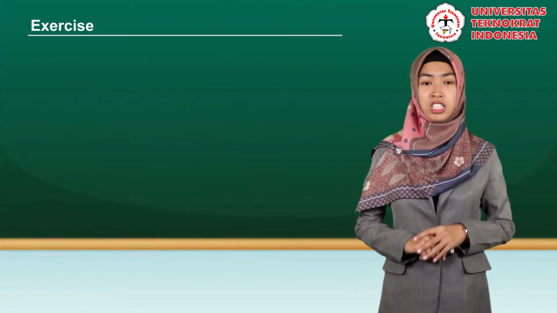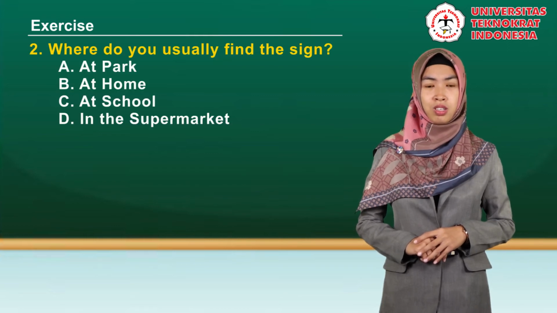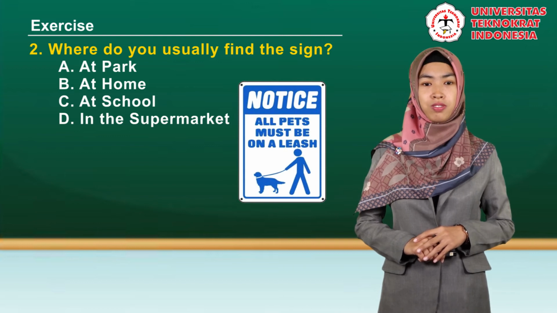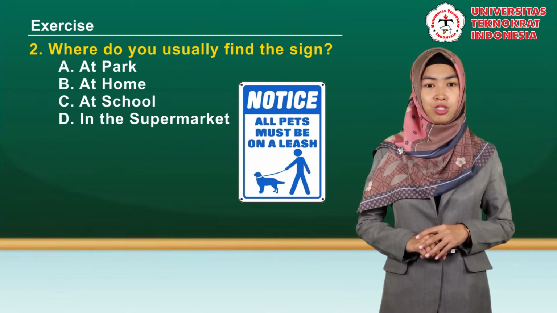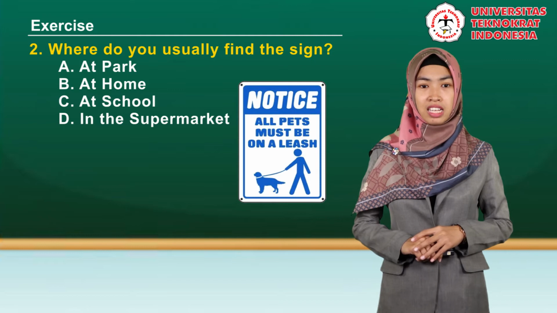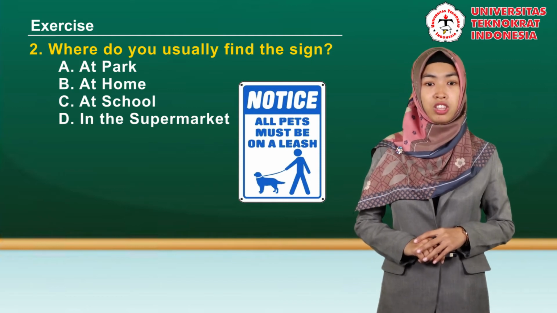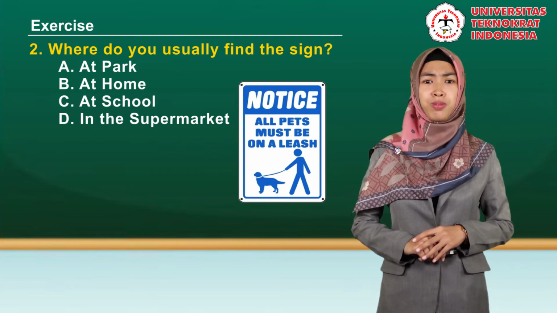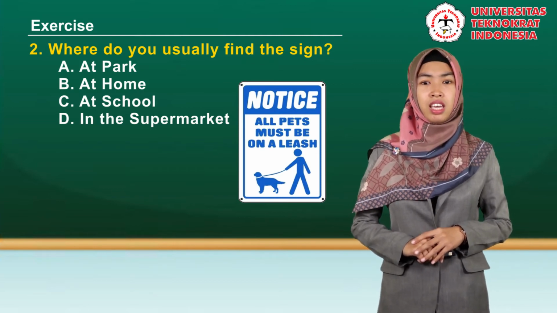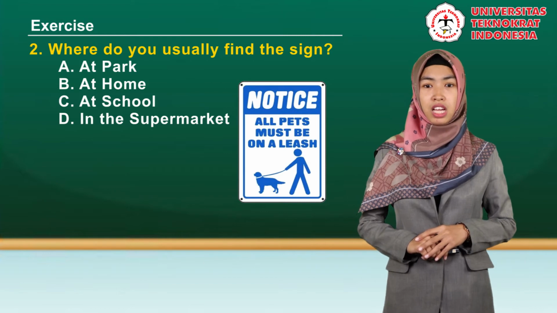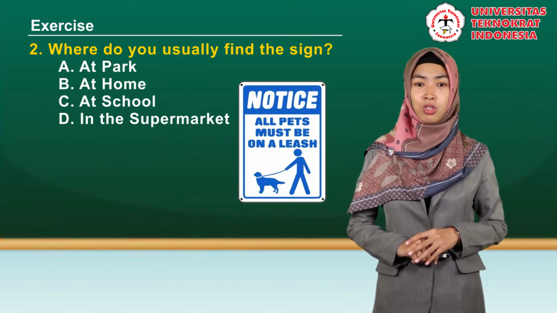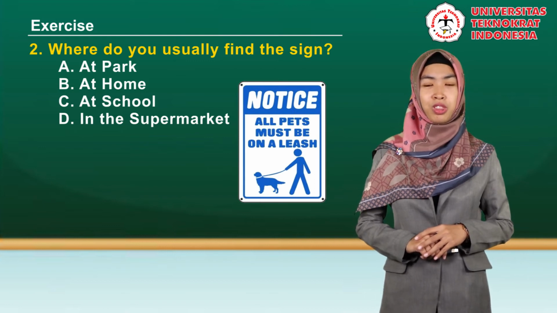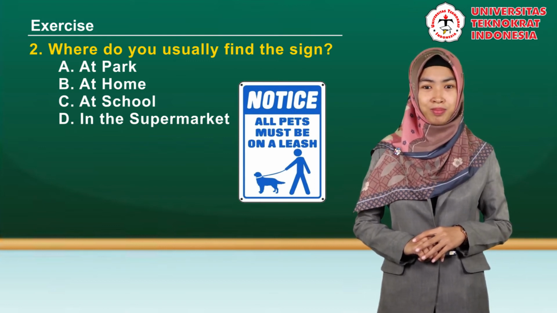Now we move on to the second one. What kind of notice do you see here? There is a picture of a person and also a pet. It tells that all pets must be on the leash. So the question is, where do you usually find the sign? A, at the park, B, at home, C, at school, or D, in the supermarket? Which one do you think is the best answer?